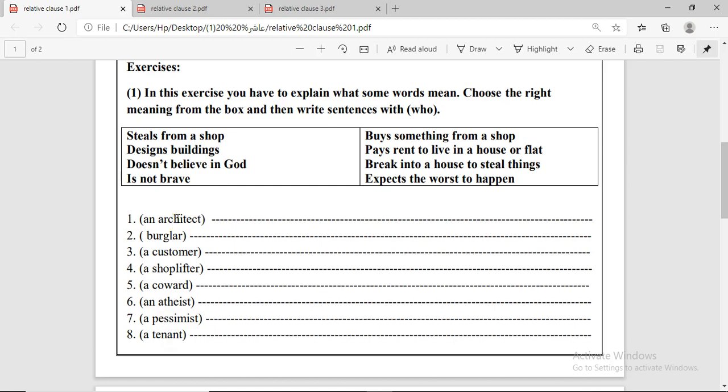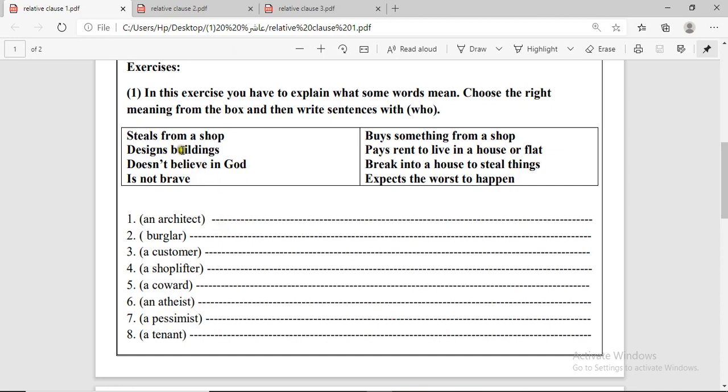How can we do the first one? For example, an architect is someone who. We have to start like this. An architect is someone who. A burglar is someone who. A customer is someone who. A shoplifter is someone who. A coward is someone who. An atheist is someone who. A pessimist is someone who. A tenant is someone who. And we have to continue from this box. The first one, an architect. An architect is someone who.